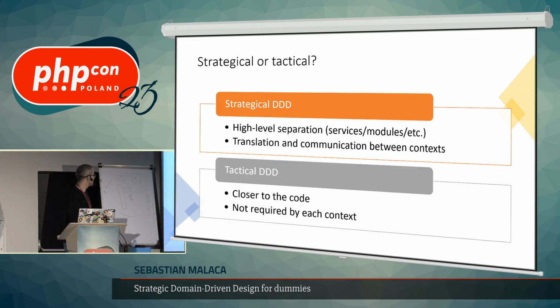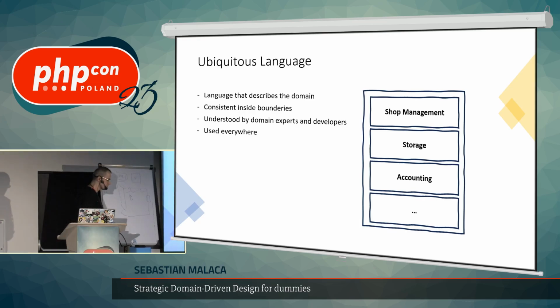What are the differences between strategical and tactical? Tactical is close to the code. So here we are really writing the code using DDD patterns. Here, in strategical, we are mostly focused on understanding and the boundaries of our understanding. And then later we can use those boundaries to have an idea how to divide our code if we want to do a modular monolith, or how to divide that into services. This is the initial input for that. And today I will tell you only about two strategical patterns. First is the ubiquitous language.